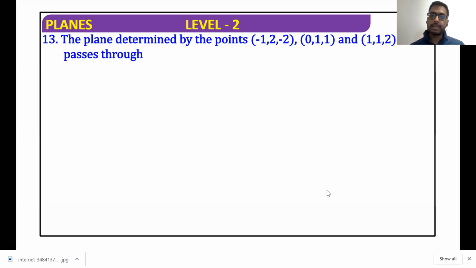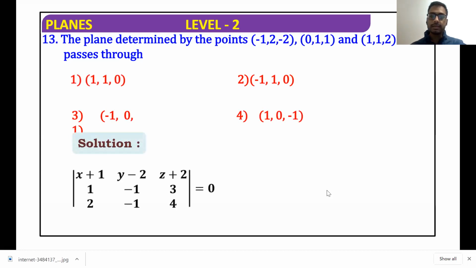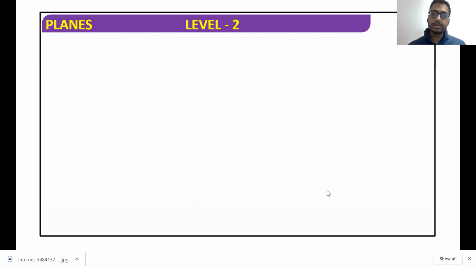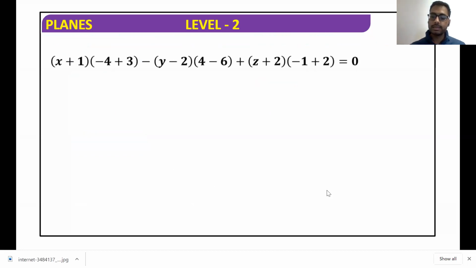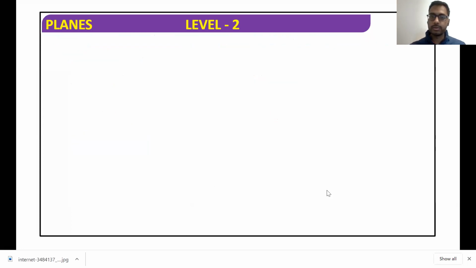As I said earlier, the determinant format is x minus x1, x2 minus x1, x3 minus x2; y minus y1, y2 minus y1, y3 minus y2; z minus z1, z2 minus z1, and z3 minus z2. The determinant is 0. Just equate the determinant value to 0. You'll get an equation in terms of x, y, z, and at the end, instead of writing x, y, z, substitute your options 1, 2, 3, and 4. Whichever option satisfies the necessary condition is going to be your solution.